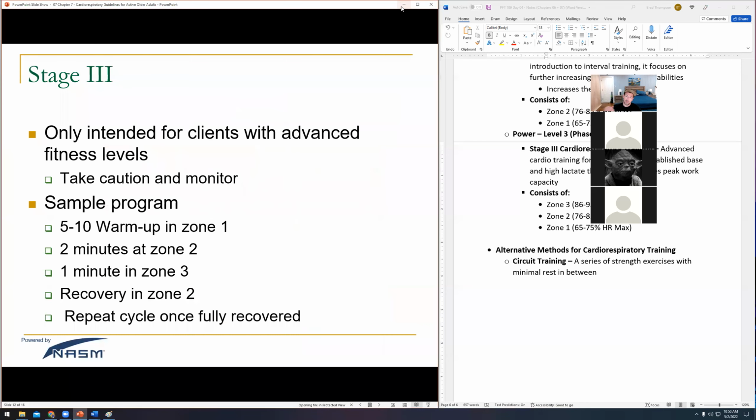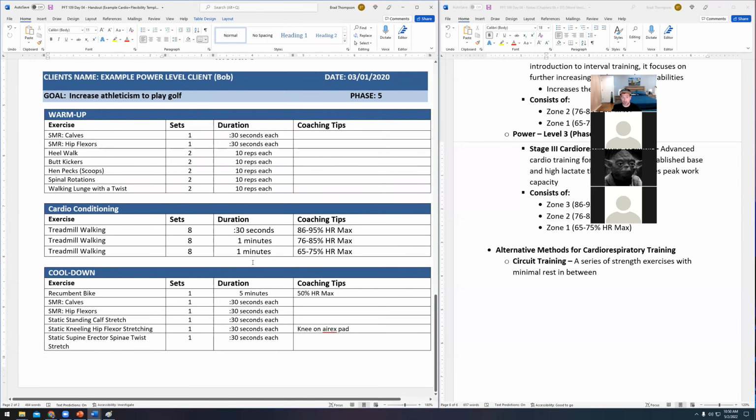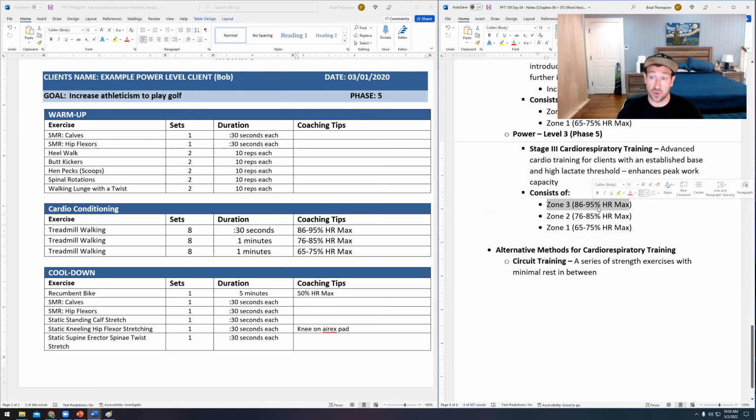Here's a much simpler example. Let's look at Bob here. Bob's in his final month of training. So I make Bob do a 30-second sprint. Now, Bob's a senior, so let's forget that Bob's a senior for a second. I make my athlete here do a 30-second sprint at 86 to 95% of his heart rate max. That's zone 3.